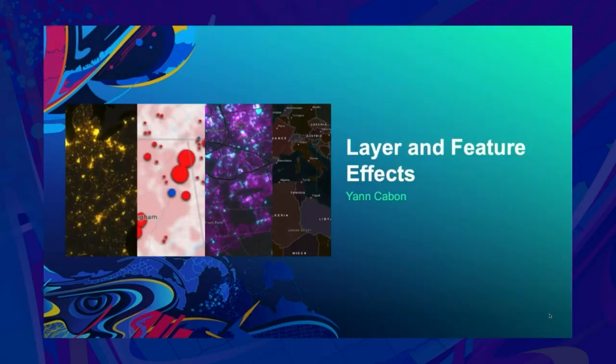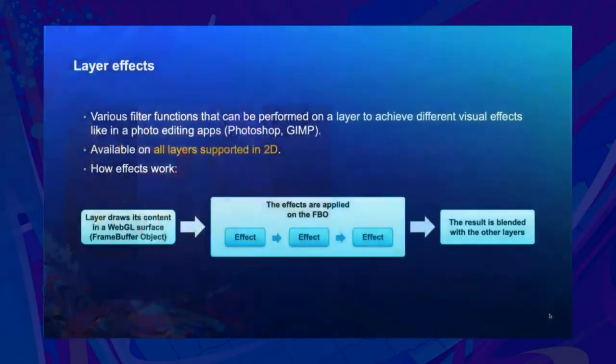Now let's move on to layer and feature effects. I'm going to first talk about layer effects. Layer effects are various filter functions that can be performed on a layer to achieve different visual effects, like you can find in a photo editing app, like Photoshop, GIMP, Illustrator, Inkscape, and so on. Those layer effects are available on all the layers that are supported in 2D map views. So it's not just feature layers, it's also imagery layer, tile layer, OpenStreetMap layer, all the layers that can be drawn in 2D.